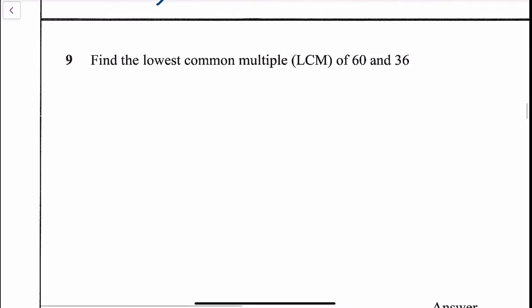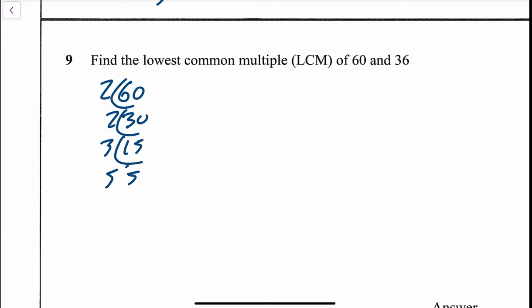Next one, lowest common multiple of 60 and 36. Divide 60 by 2, you get 30. Divide by 2 again, you get 15. Divide by 3, you get 5. Divide by 5, you get 1. So my 60, write it in index form. I've got a nice wee video on this, how you do highest common factors and lowest common multiples. So 2 to the power of 2 times 3 times 5.